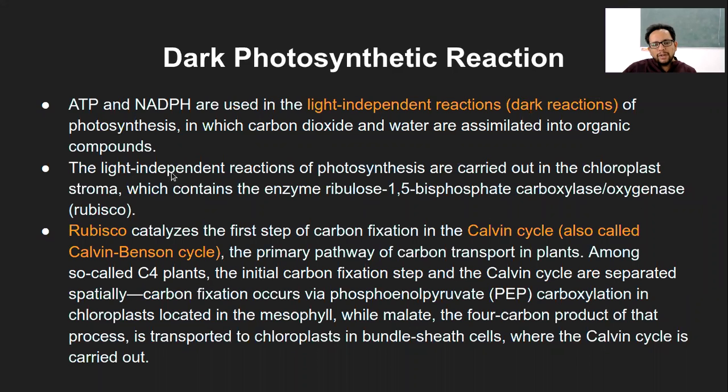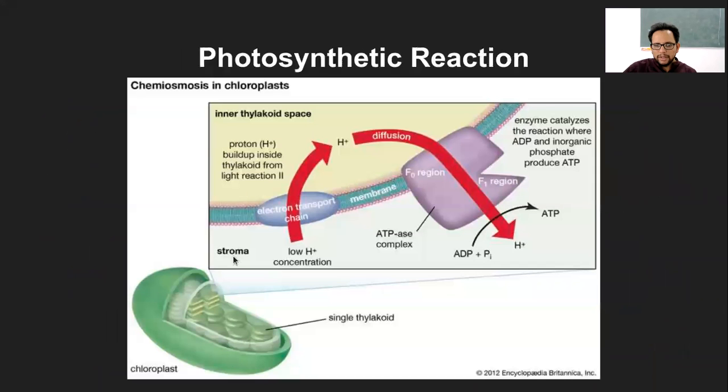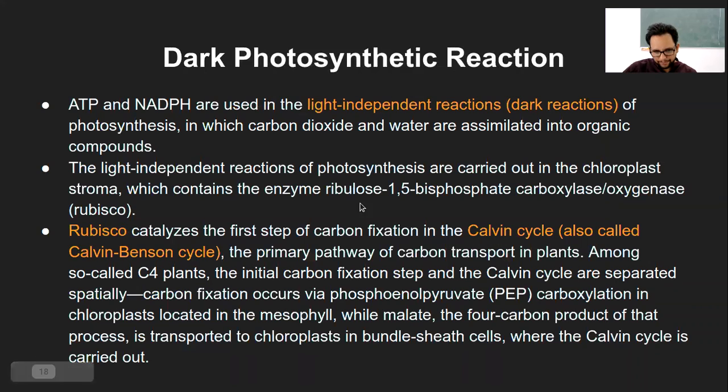Now the light independent reaction, that is the dark reactions of photosynthesis, is carried out in the chloroplast stroma. The light photosynthetic reaction happened within the thylakoid membrane and inside. Now the dark photosynthetic reaction happens in the stroma, and the rest happens either in the membrane or inside the thylakoid structure. So, like I said, the dark reaction happens in the stroma of the chloroplast.